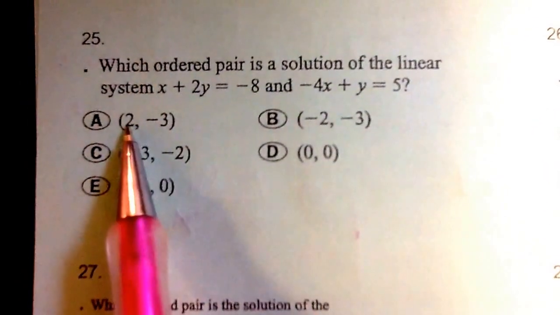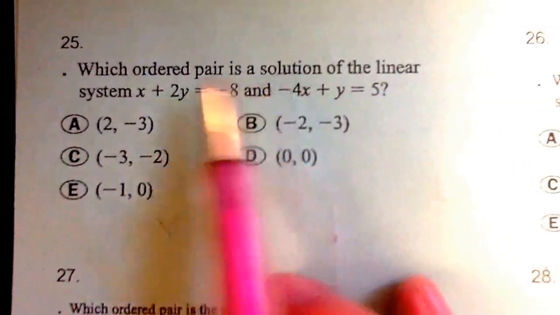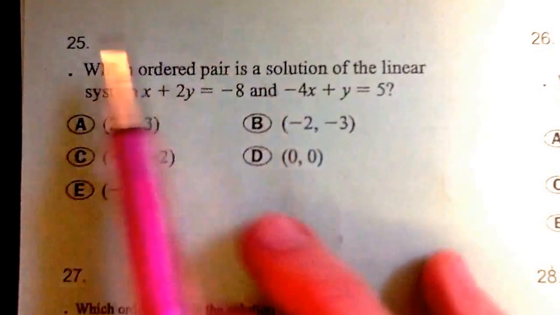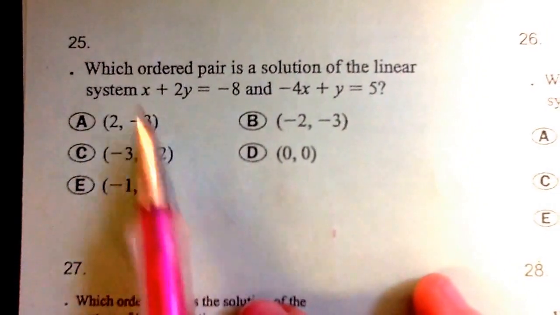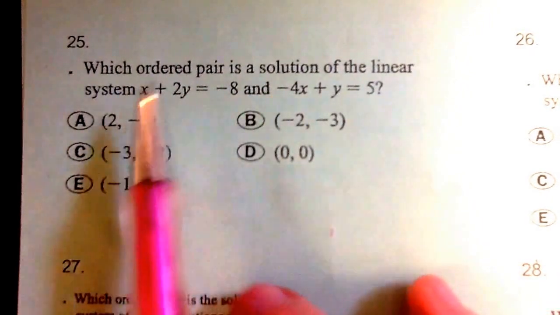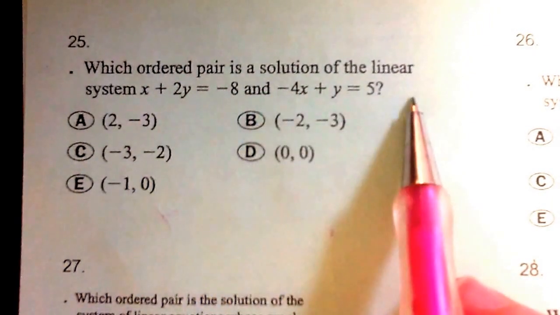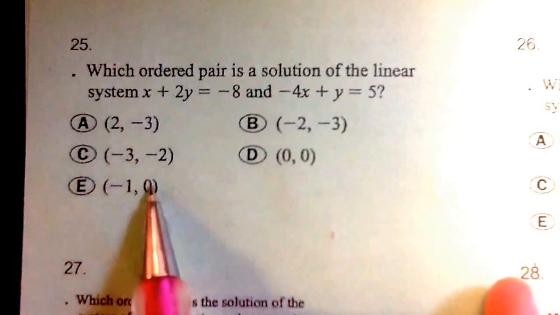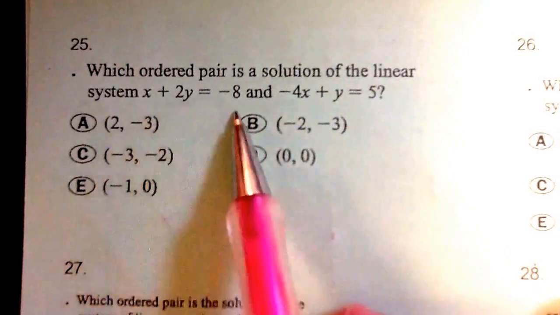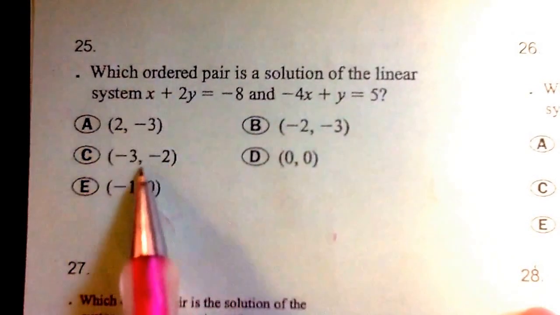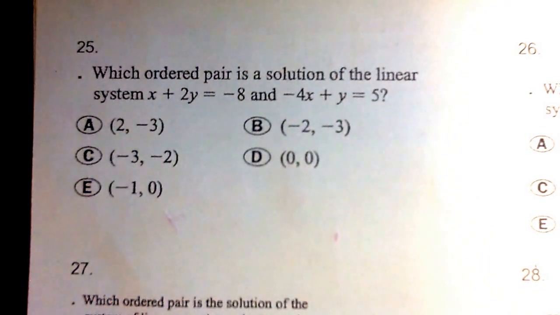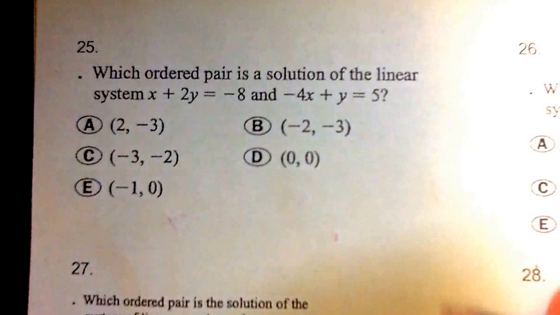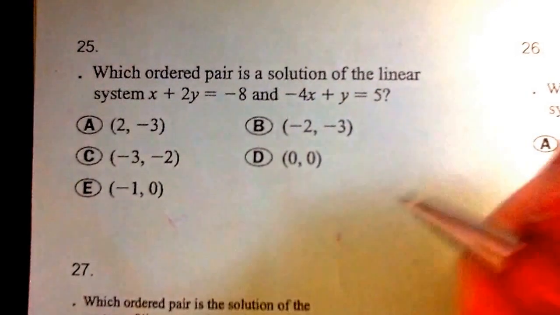The first one is, since we're looking for a solution, that's a value that makes the equation true. So we're looking to see which set, x, y, will make the equation true. Not only does it have to make one equation true, but it has to make both equations true. So whichever one is the answer has to work in both equations. So you could plug all of these in and figure out which one works in both. That is one option.